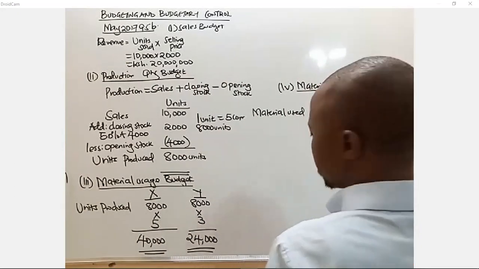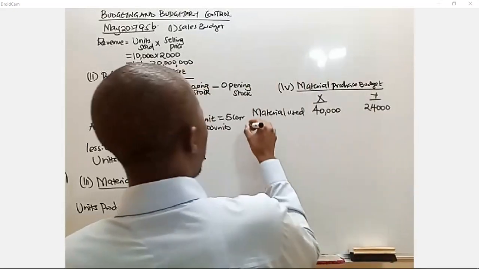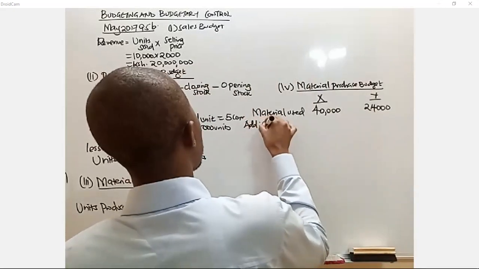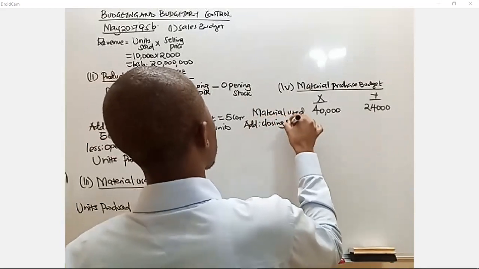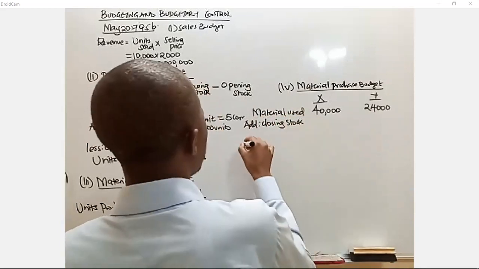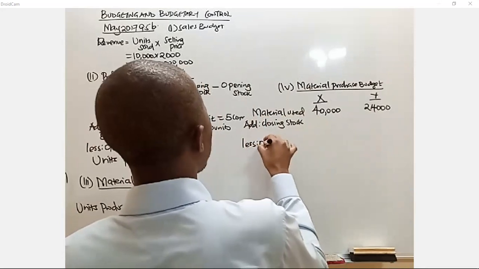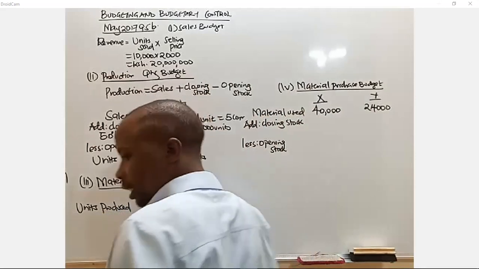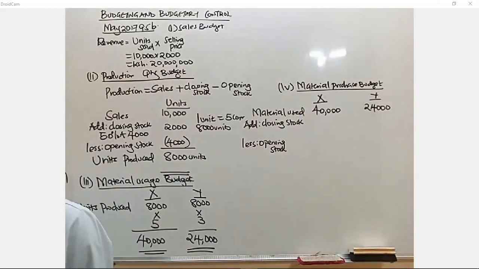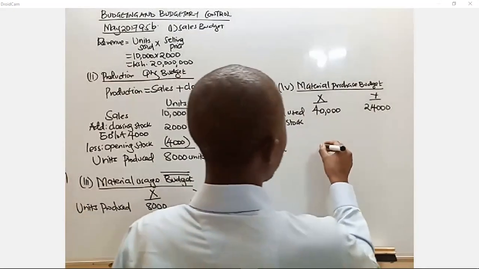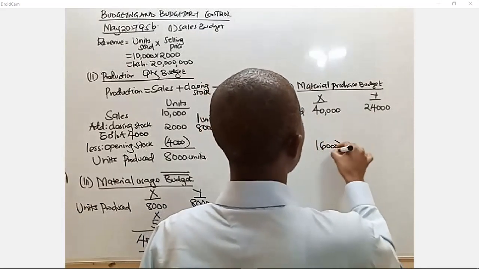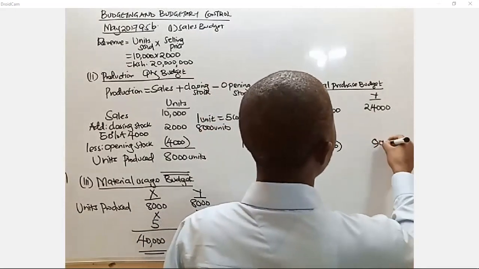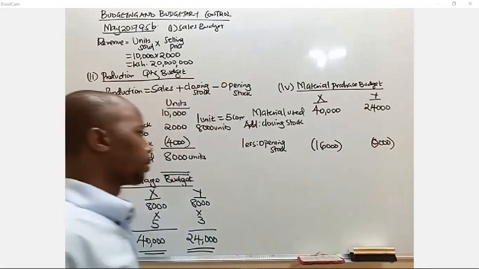Now remember, these are the materials. Now we add closing stock. We don't have it, but we have been given it somewhere. Then we less our opening stock. Our opening stock, we can get from the additional information too. I've been told there is component X. Those are the opening stock. I can see 16,000 units for X. So here I put 16,000 of X. Then here I have been given 9,000.